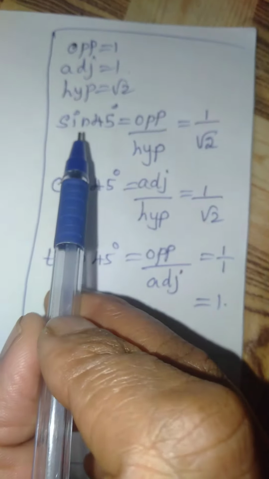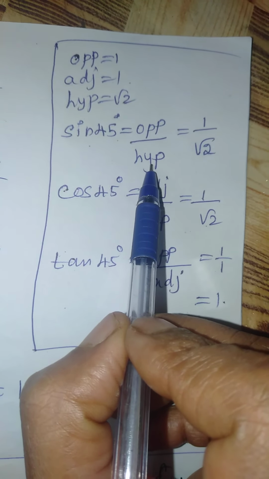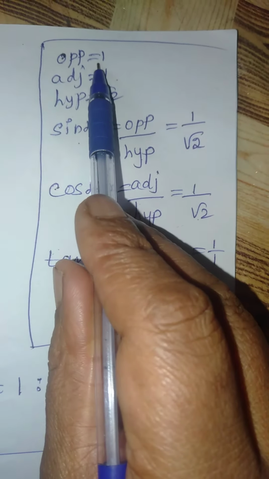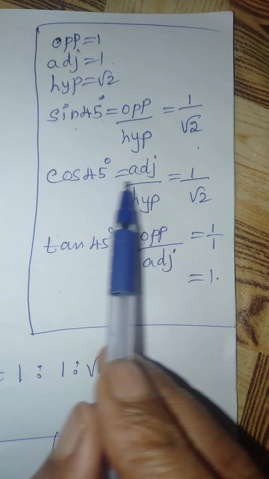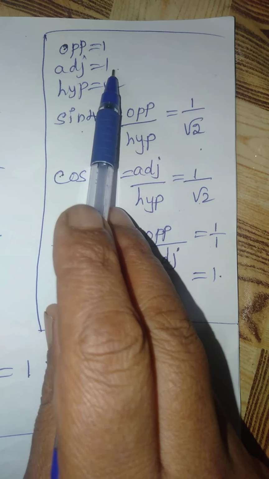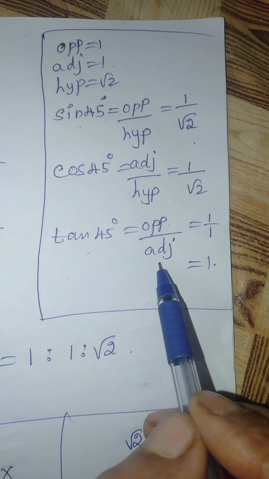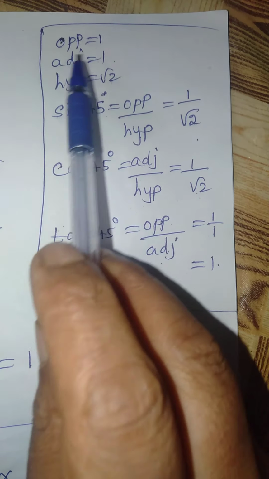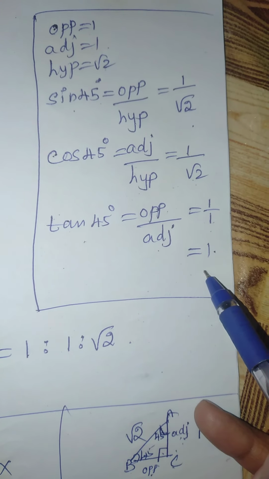So we can go like this. For 45 degrees, we can derive the values. Sin 45 degree is opposite by hypotenuse, that's the formula. So opposite is 1, hypotenuse is root 2. Like that, cos 45 is adjacent by hypotenuse. In this case, adjacent is also 1, so 1 by root 2. Tan 45 is opposite by adjacent, is the formula. Opposite is 1, adjacent is also 1. 1 divided by 1 is 1.